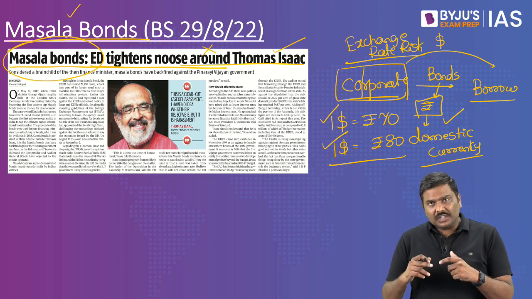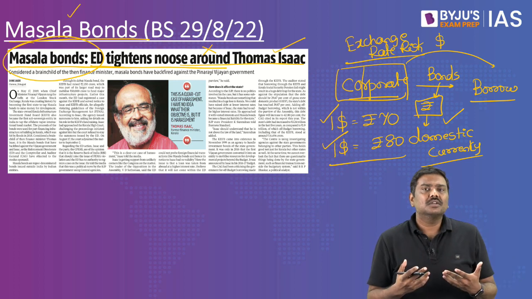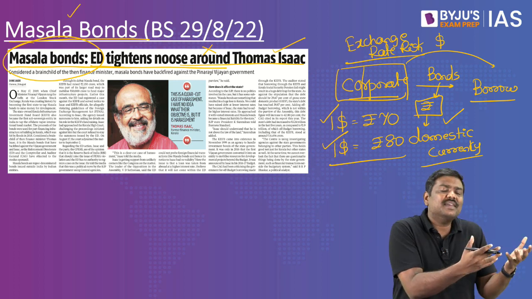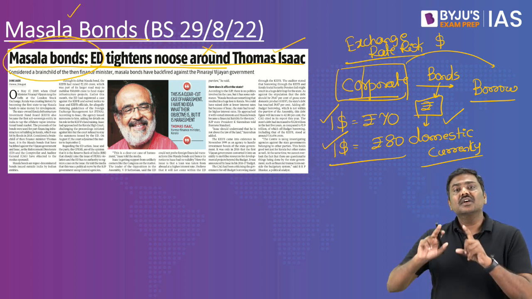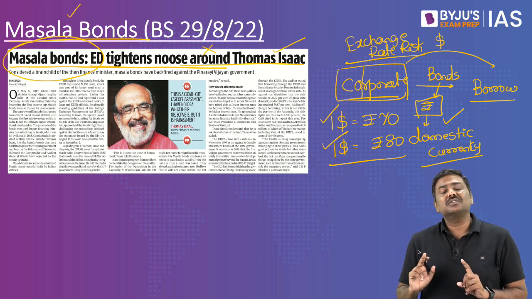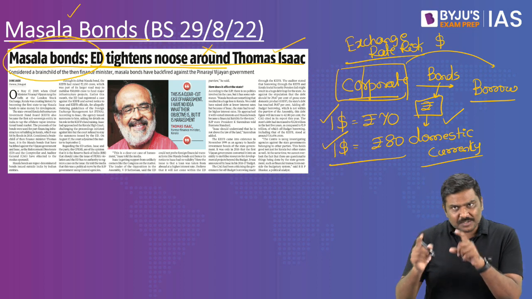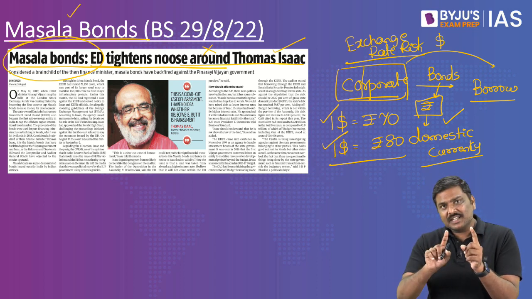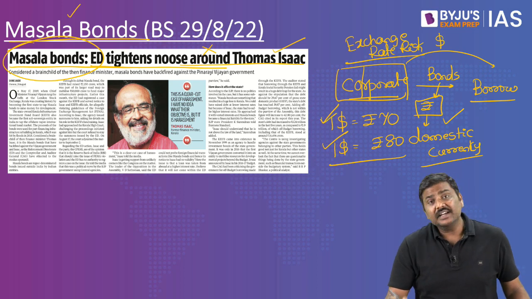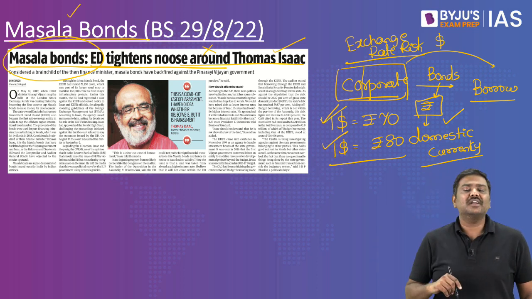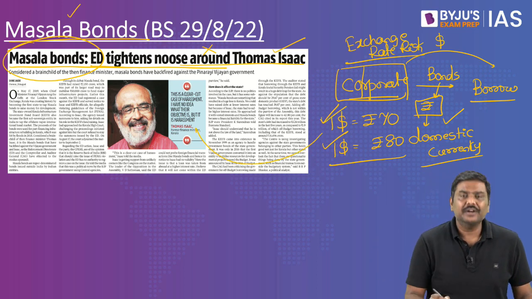So in the case of normal dollar bonds, which are issued by domestic companies like this, just make a correction here: it is the borrower who takes the exchange rate risk. Whereas in the case of Masala Bonds, it is the investor who takes the exchange rate risk. Now what is the issue here?